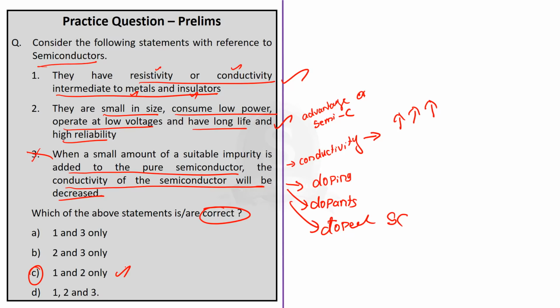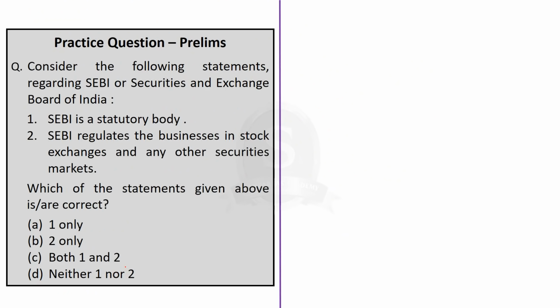Now let us take up the last prelims practice question. This is a 2-statement question. 2 statements are given. We have to find the correct statement. Okay. Let us take up the first statement. SEBI is a statutory body. See, from our discussion we know that SEBI is indeed a statutory body established according to the Securities and Exchange Board of India Act 1992. So, statement 1 is correct.